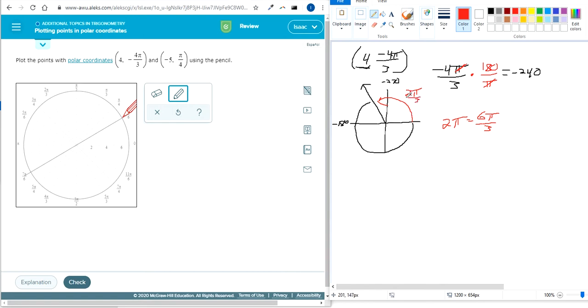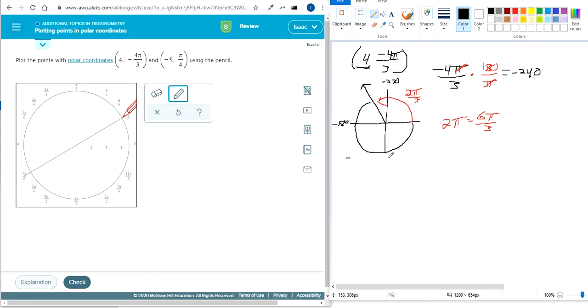Okay, so that's kind of tricky. Let me just recap what I did there. In black here is our negative 4 pi over 3 radian measurement. We went from here all the way over there. Right, so you've got 4 over 3, which means you haven't quite reached 6 pi over 3. You haven't made a full revolution. You're 2 away. You need 2 pi over 3 more to make a full 6 pi over 3.